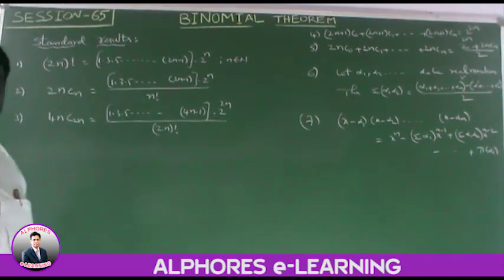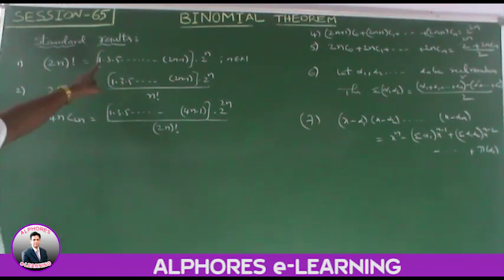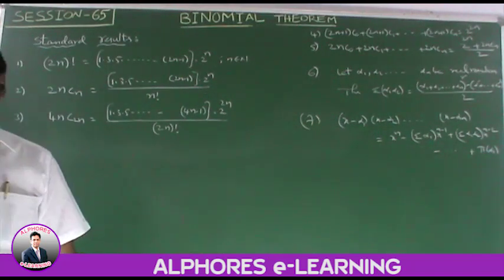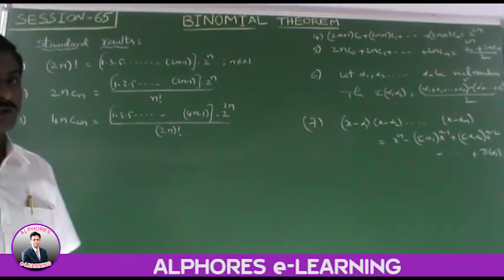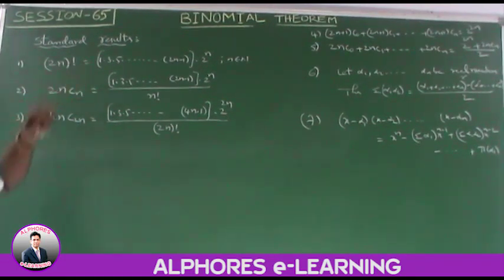Please note these values. First one, (2n)! is equal to 1 into 3 into 5 into so on (2n minus 1) into 2 power n, when n belongs to N. Please note the first value. The proof for the first value.